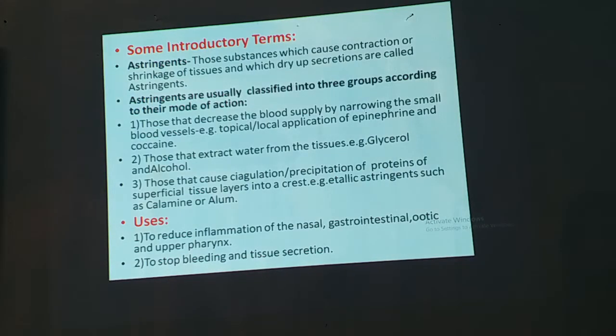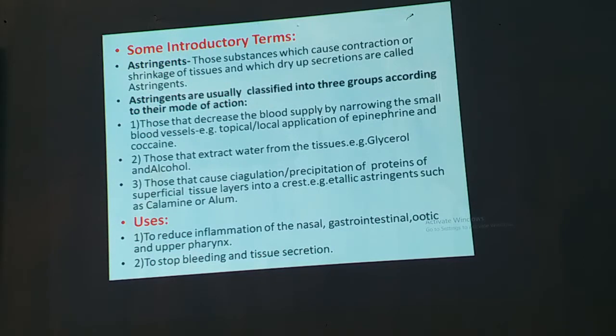Now coming to some introductory terms which we should discuss. That is astringents. What are astringents? Those substances which cause contraction or shrinkage of tissue and which dry up secretions are called astringents.